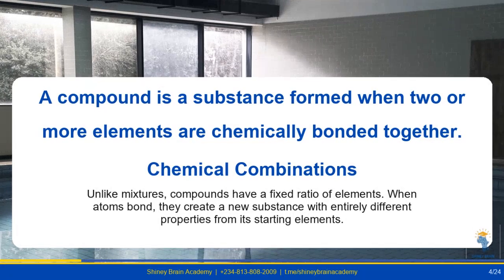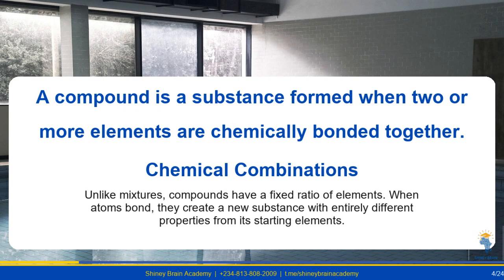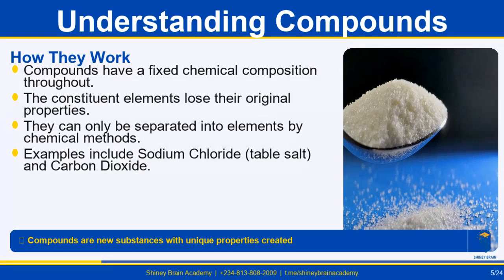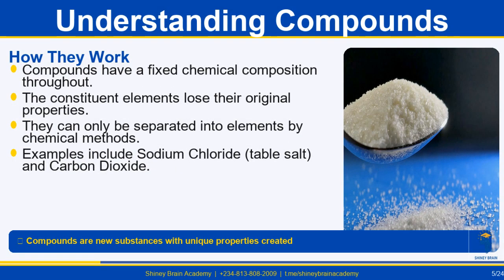When elements decide to hold hands through chemical bonds, they form compounds. Water, for example, is a compound made of hydrogen and oxygen. Notice how sodium is a reactive metal and chlorine is a poisonous gas. But together, they form salt, which we eat. That is the magic of chemical bonding.